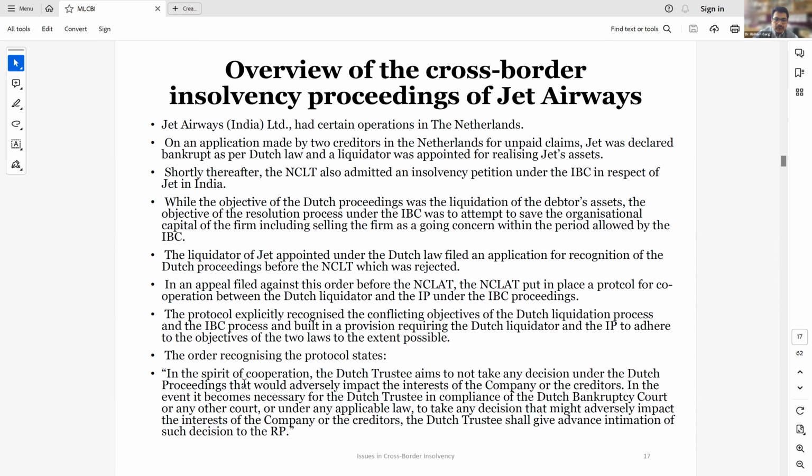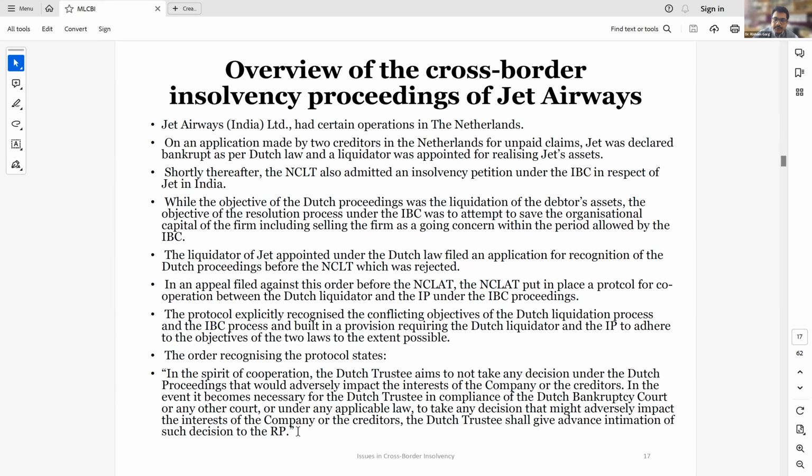And the protocol is also provided in the UNCITRAL guide. There is an UNCITRAL legislative guide, and in some other countries, the protocol, these same words are usually used.